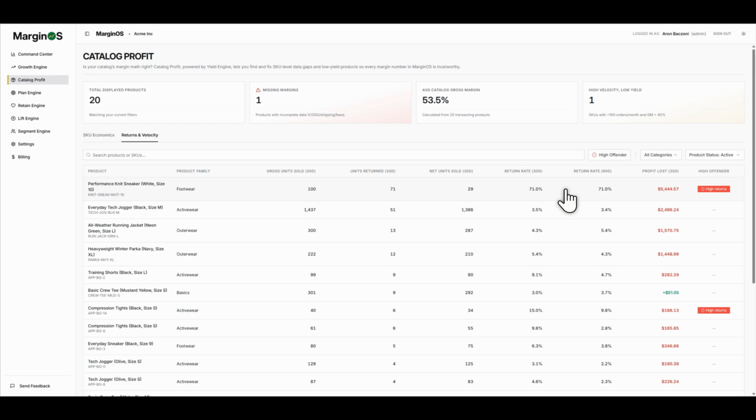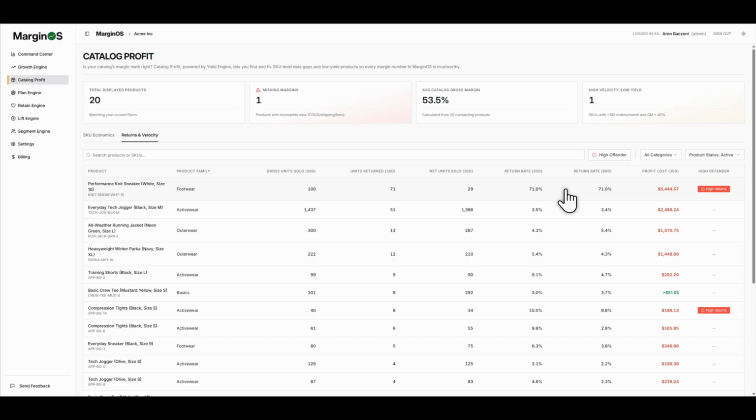It plugs into everything else. Growth Engine flags the channels and families with return issues. Signals call out the worst offenders. SKU economics shows if the SKU is profitable on paper. Returns and velocity reveals if reality matches the promise.